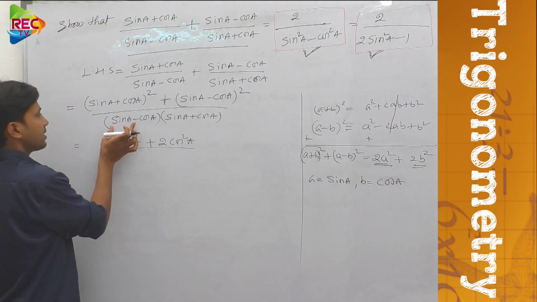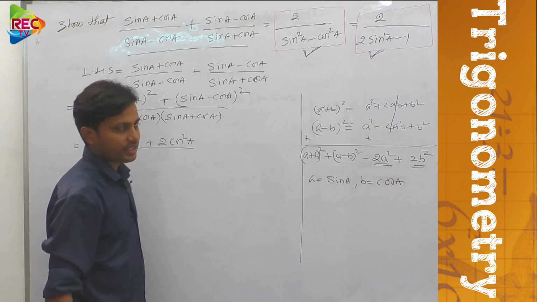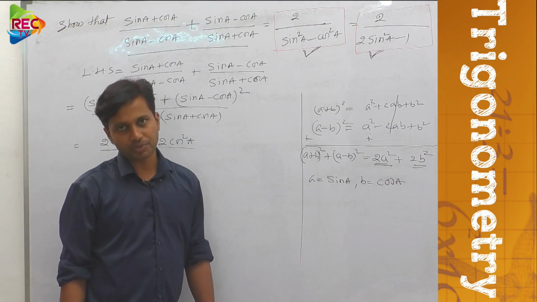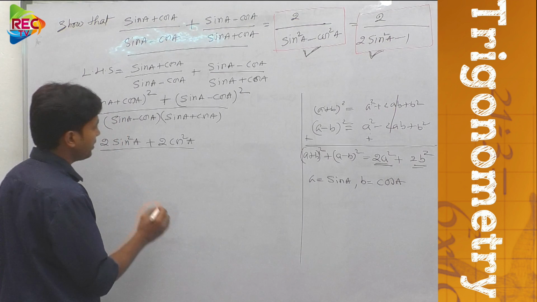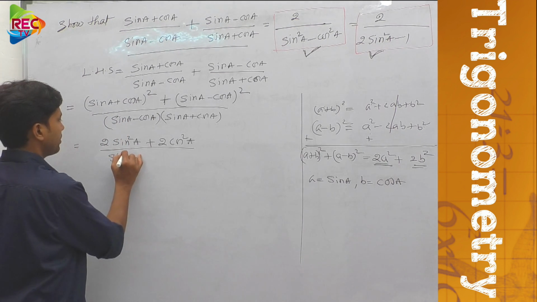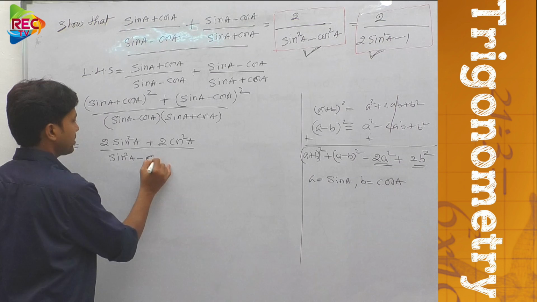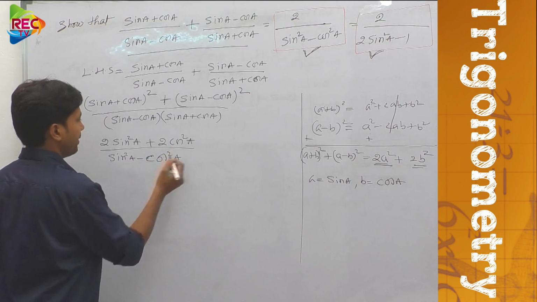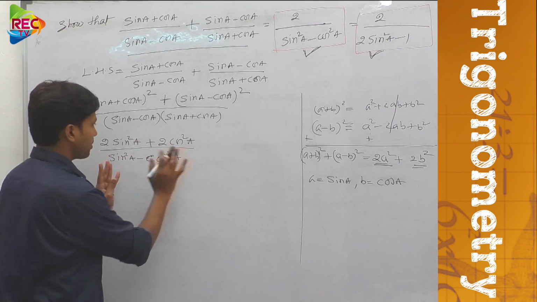Now the denominator: sin A minus cos A into sin A plus cos A. Means A plus B into A minus B. That would be A square minus B square, right? So sin square A minus cos square A, right? This is up to now.